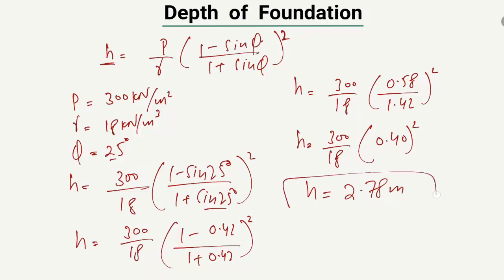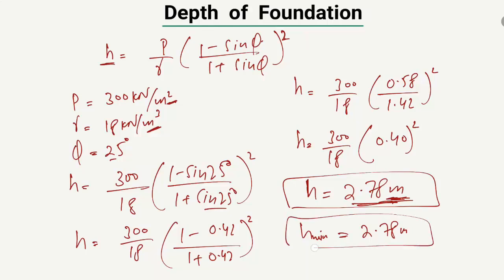The unit should be meters because the bearing capacity and the density are in meter-based units. That's why the unit of the depth of foundation is meters. It means the minimum depth of foundation provided should be 2.78 meters. We can provide more than that, but this is the minimum. So this formula is very helpful to find out the minimum depth of the foundation for your soil.